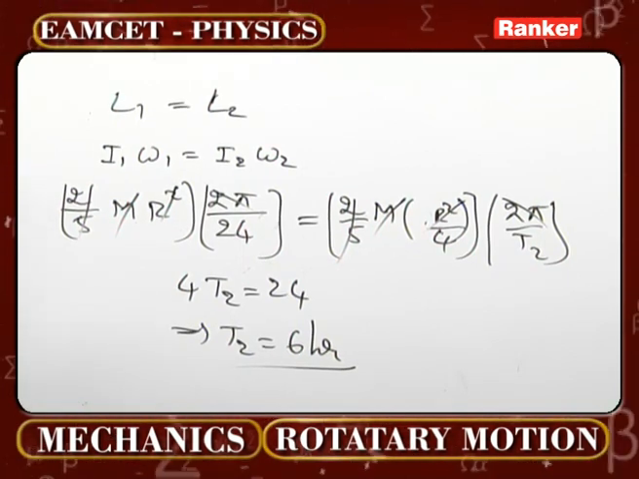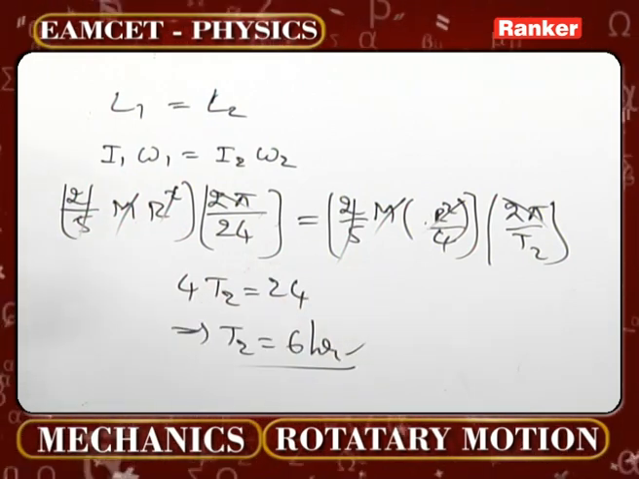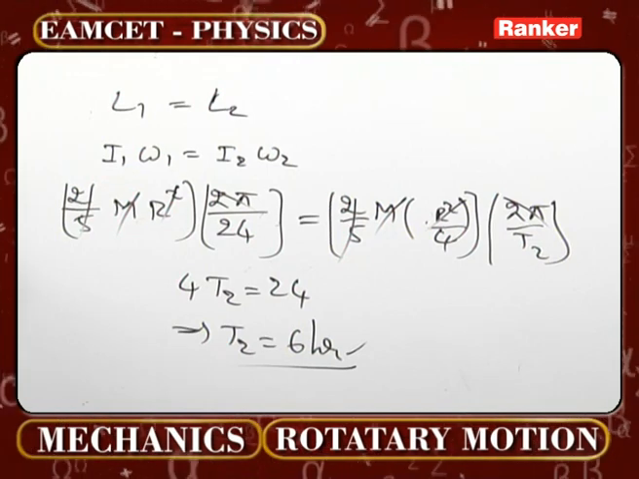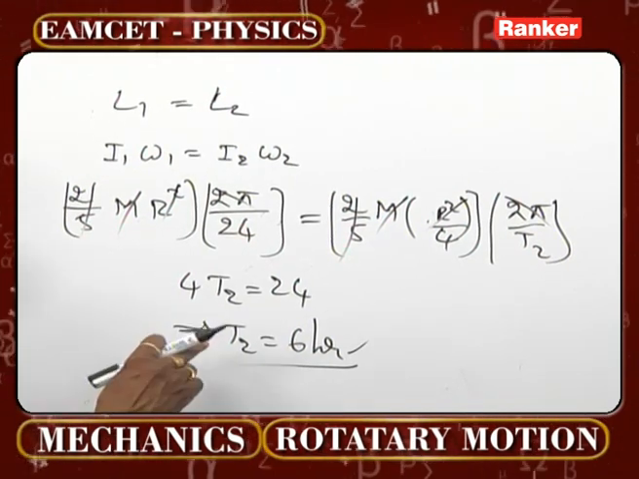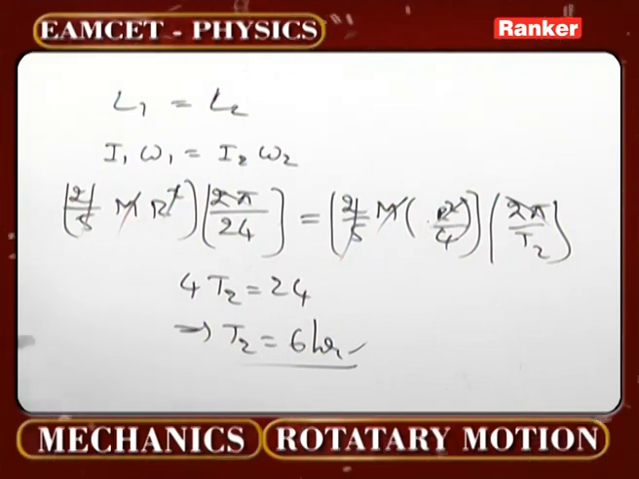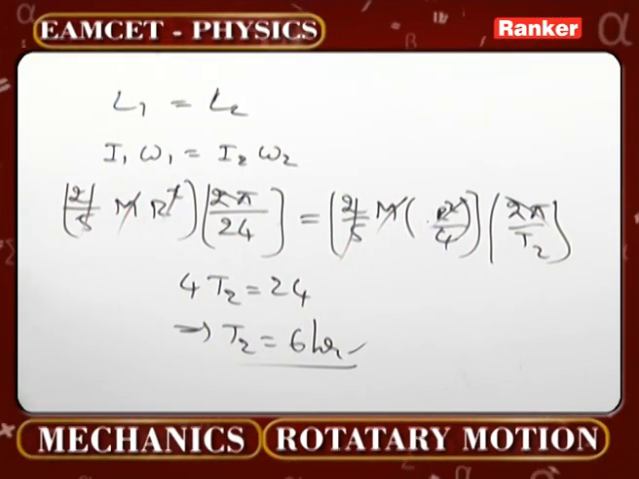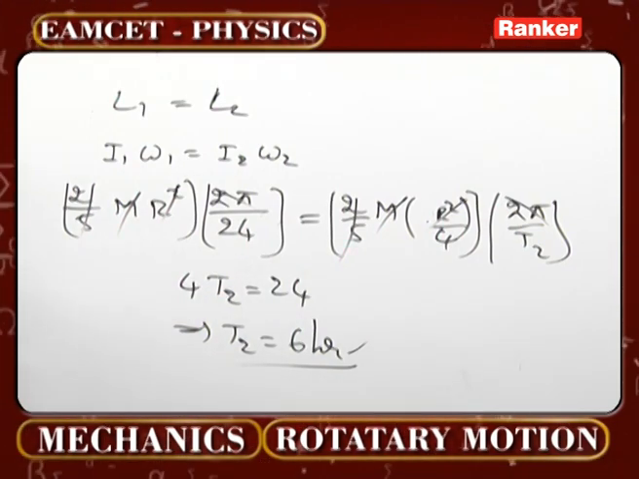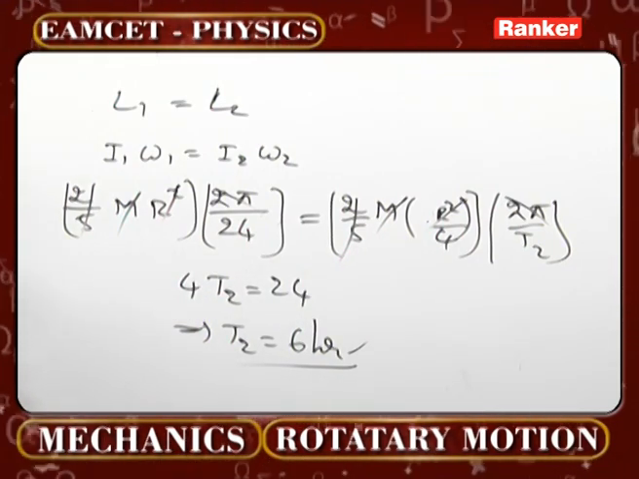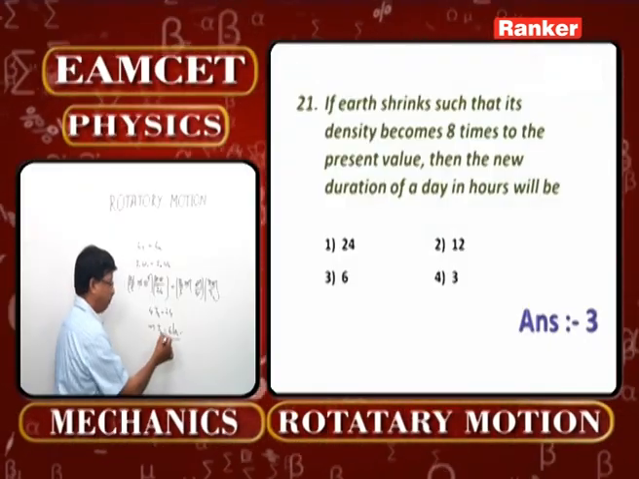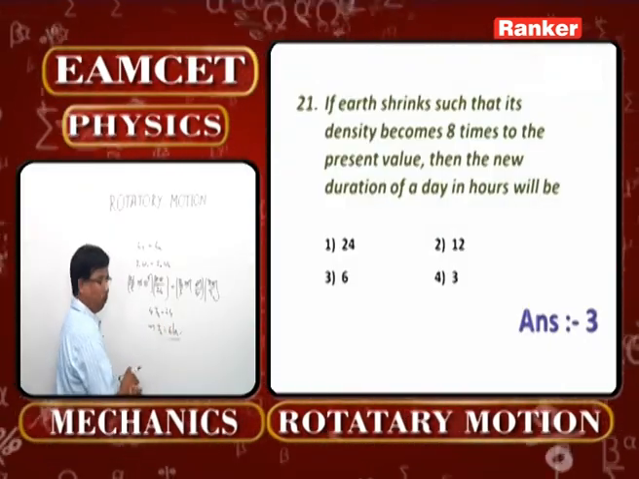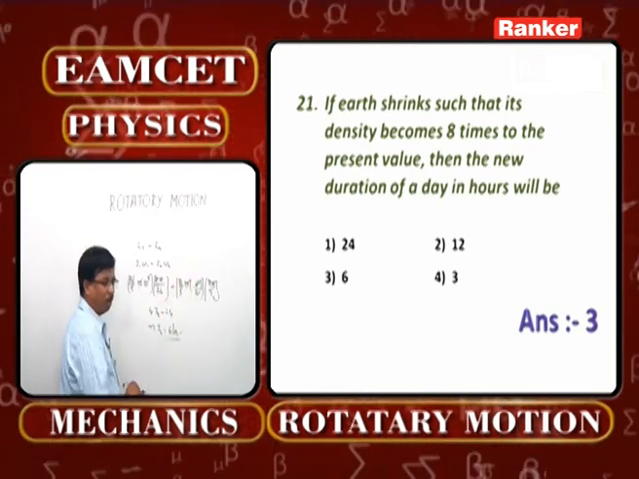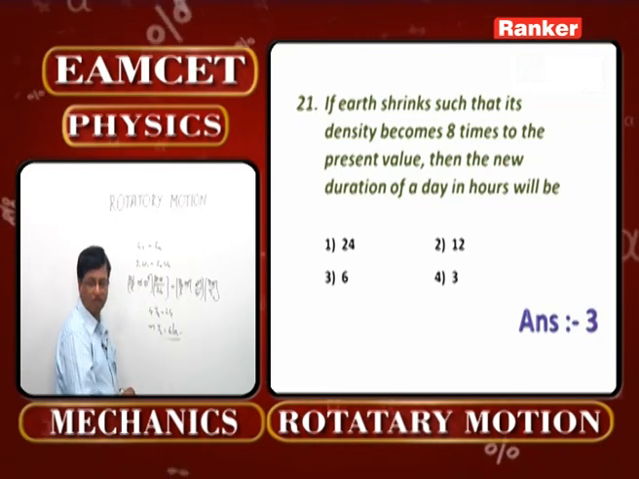That means if Earth shrinks in such a way that its density becomes 8 times, then what will be the corresponding duration of a day? That means 6 hours. Now it is 24 hours, we all know that. That means every 6 hours Earth completes one rotation. That means in 24 hours you will have 4 days according to this. That is the concept. Which option is correct over here? That is option number 3, 6 hours. Only thing you need to understand here, density becoming 8 times means radius becoming half. That is the ultimate concept you people just have to remember.